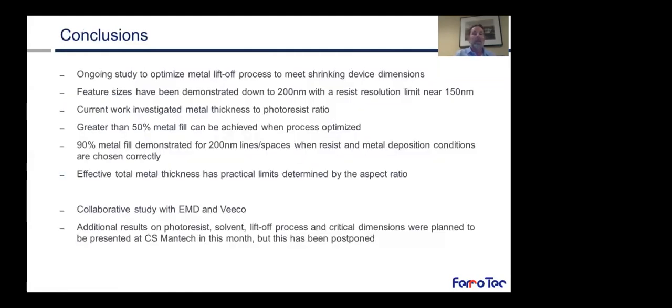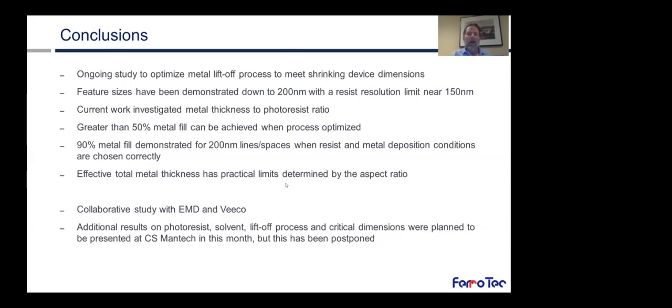So, in conclusion, this is an ongoing study to optimize the metal liftoff process to meet shrinking device dimensions. The feature sizes have been demonstrated down to 200 nanometers, and the resist has a resolution near 150 nanometers, so we can actually push this a little bit further than we've gone right here. Our current work investigated metal thickness to photoresist ratio, and we show that greater than 50% metal fills can be achieved when the process is optimized. And 90% metal fill has been demonstrated for 200 nanometer lines and spaces when everything is done properly.